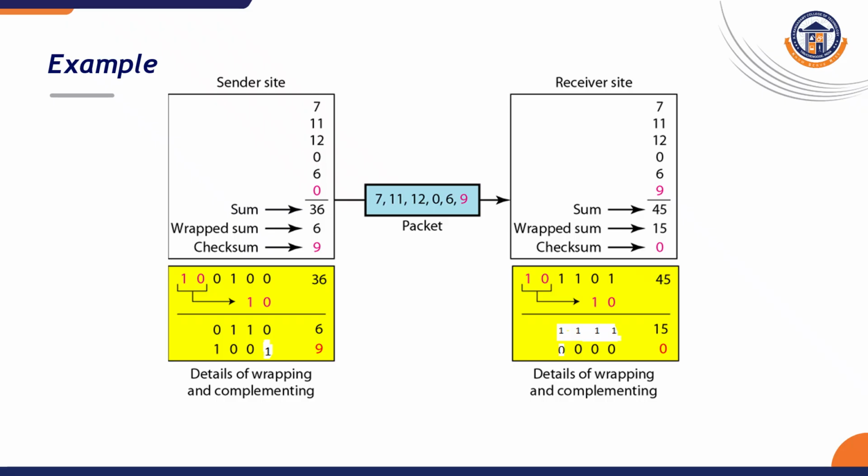We perform the same operation and we get 45 as the sum. Once again we convert it into binary, and we find the wrapped sum as 15. 15 in binary is 1111, which will be inverted for the one's complement, so we will be getting 0000. Now the checksum is 0, so the receiver identifies that there is no error during transmission.